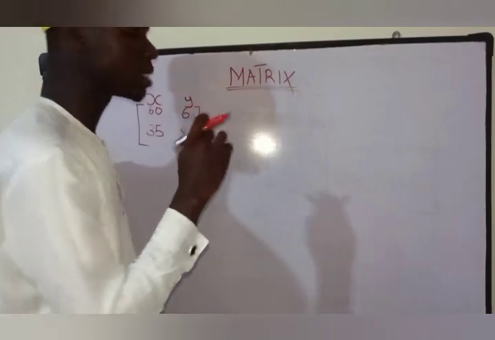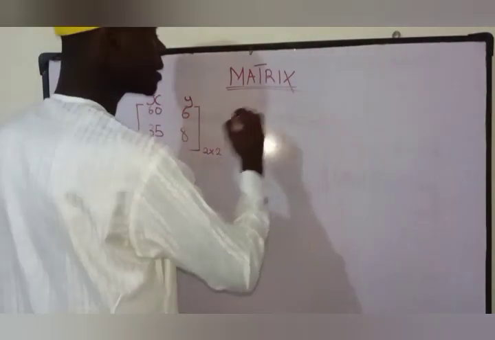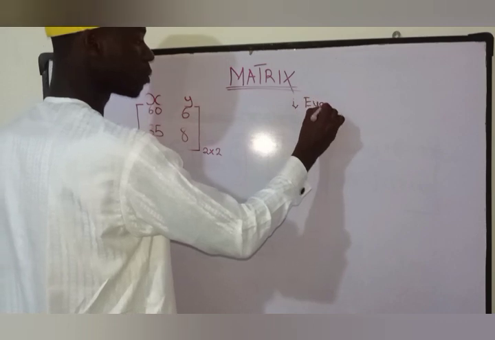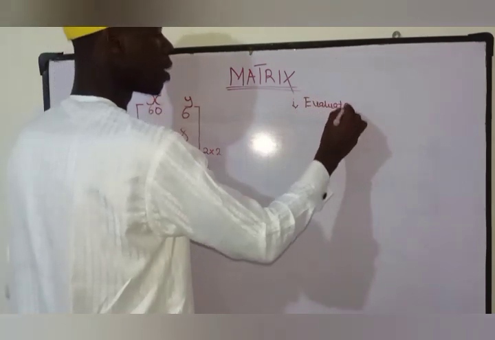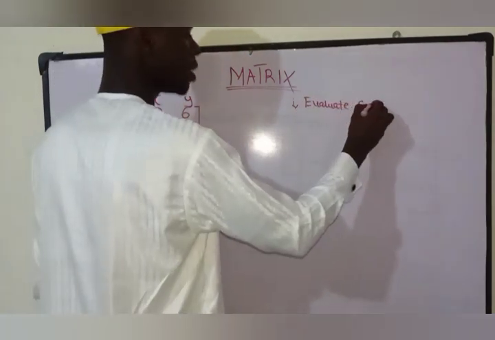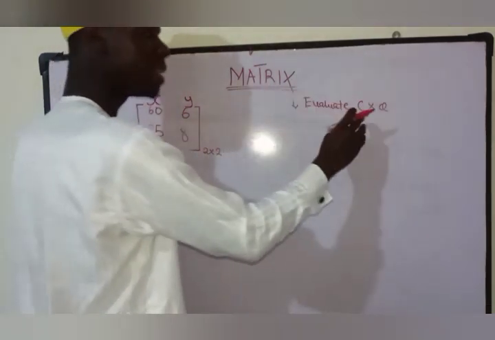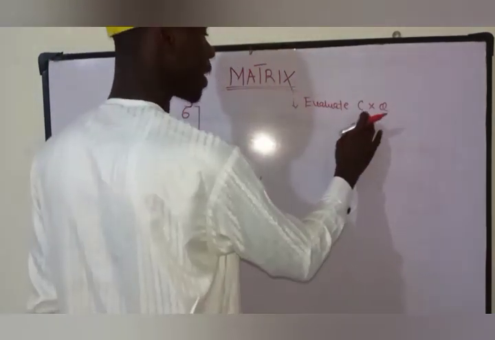Now the requirement was that we should evaluate, the first one is we should evaluate matrix C multiplied by Q. That is, we should multiply these two matrices.